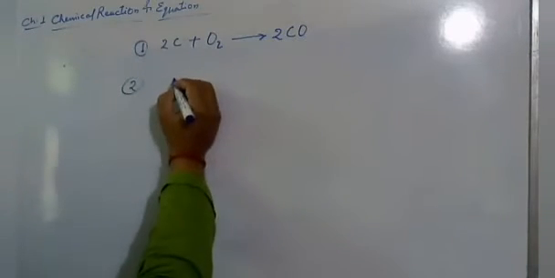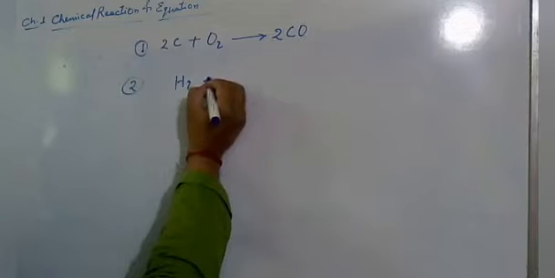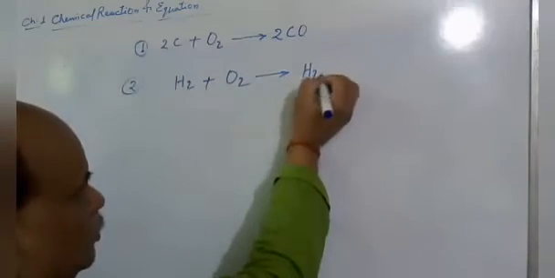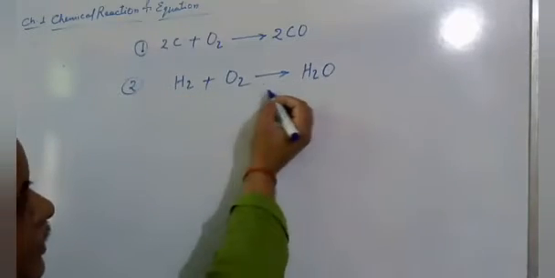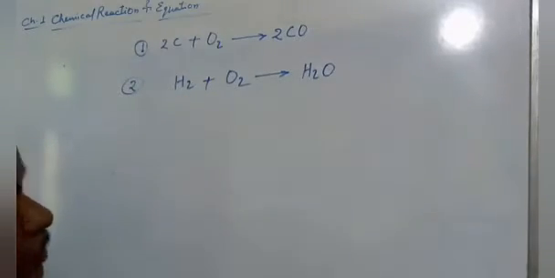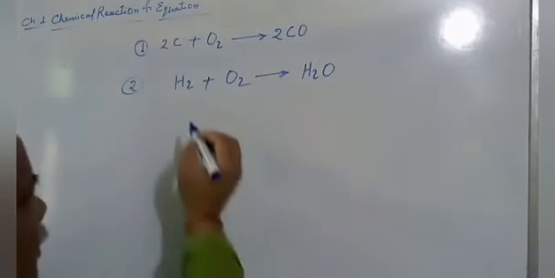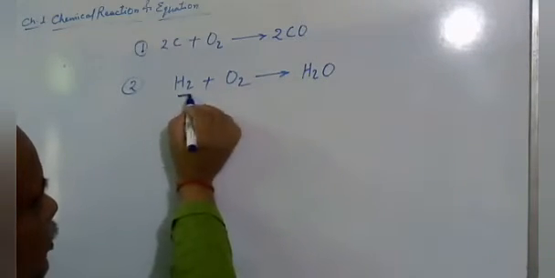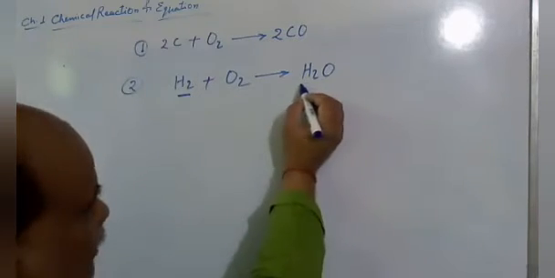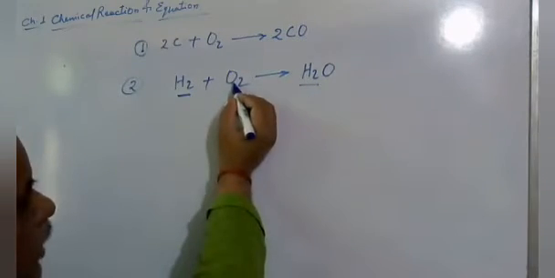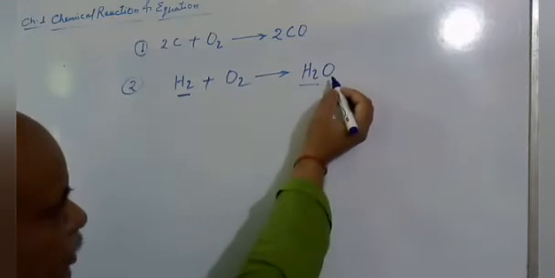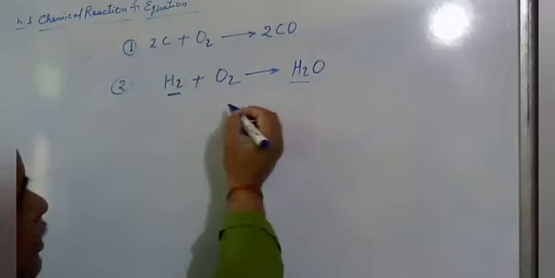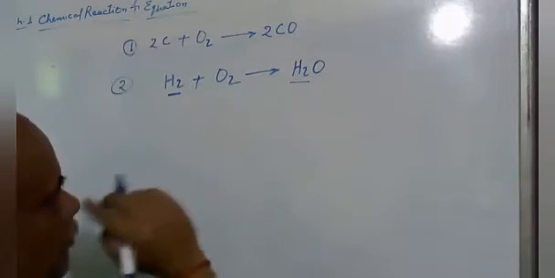Second example, H2 plus O2 gives H2O. Hydrogen and oxygen react with each other to form water. But this is an unbalanced equation because there are 2 atoms of hydrogen on the reactant side and 2 atoms of hydrogen on the product side, and 2 atoms of oxygen on the reactant side, but only 1 atom of oxygen on the product side. So what can we do?